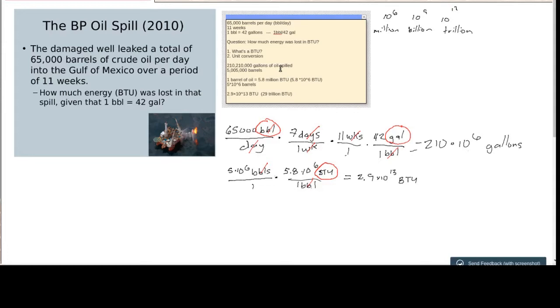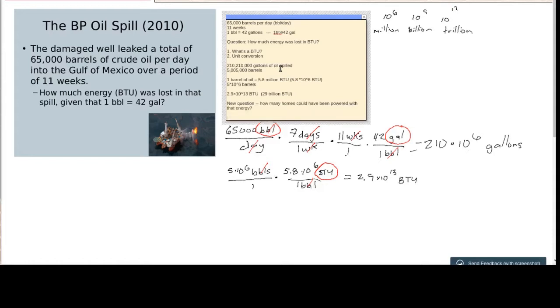So I'm going to do another unit conversion beyond the scope of the original problem to relate it to the amount of energy used in a typical household. So I need some new data. So new question, how many homes could have been powered with that energy? How many homes could have been powered with that 29 trillion BTU?